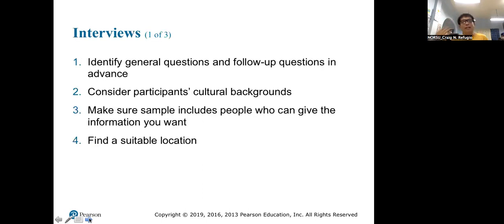Interviews. Identify general questions and follow-up questions in advance. Consider participants' cultural backgrounds. Yeah, because there are some protocols to be followed if we address culture. For example, if you go to Muslim culture, to Subanan culture, and those indigenous people in Mindanao and other locations, because each culture has some rules to be followed.